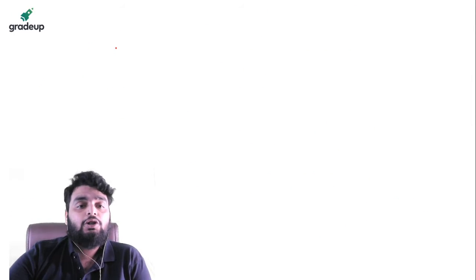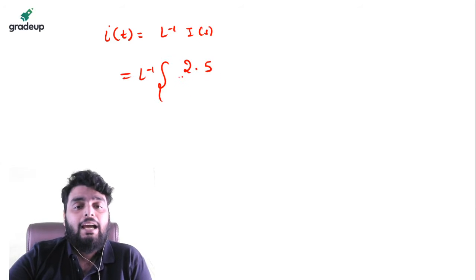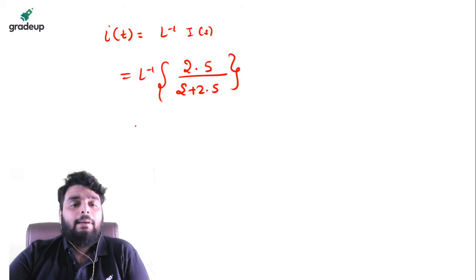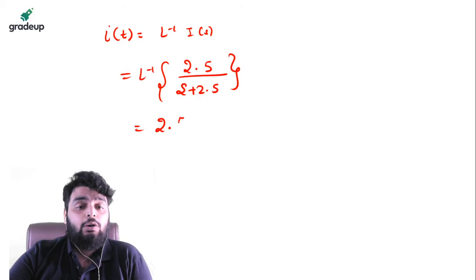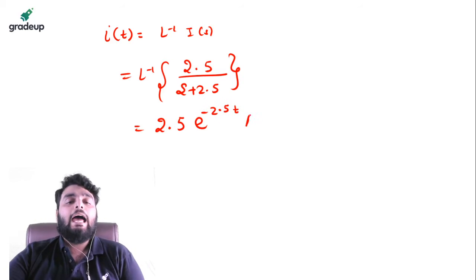So what I will do is find the current first. If I find the current first, that will be the Laplace inverse of IS, which means the Laplace inverse of 2.5 divided by S plus 2.5. Let me check if I am correct. Yes. So what is the Laplace inverse of this particular equation? I told you in the last class. The Laplace inverse of this is e raised to power minus 2.5t ampere.